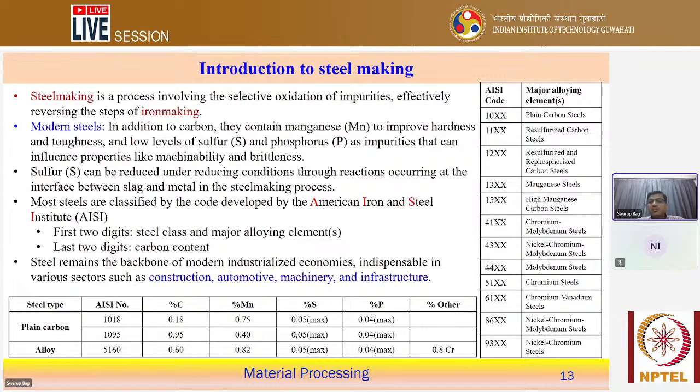So the type of steel, basically the major alloying elements, can be identified just by looking at the first 2 digits. We can take an example: the 41 series indicates chromium molybdenum steel. Similarly, the 51 series is chromium steel, and the 44 series is molybdenum steel. So from the first 2 digits we can identify the major alloying elements, and the last 2 digits indicate the carbon percentage. This way, with the AISI specification, we can simply understand the type of steel.